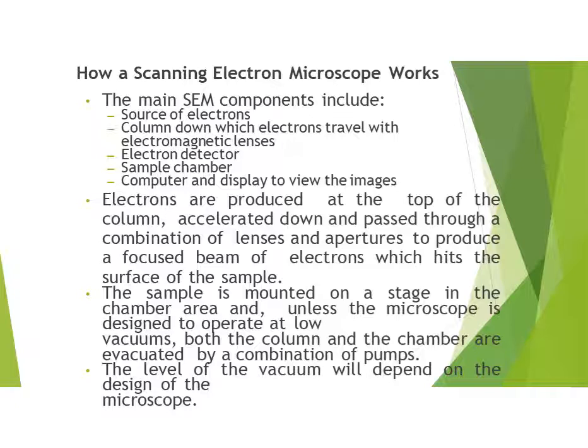They include source of electrons, column down which electrons travel with electromagnetic lenses, electron detector, sample chamber, computer and display to view the images. Electrons are produced at the top of the column, accelerated down and passed through a combination of lenses and apertures to produce a focused beam of electrons, which hits the surface of the sample.